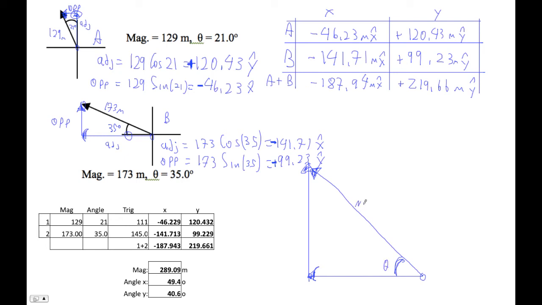I'm going to find this angle just for kicks. And let's find the magnitude. That's going to be the hypotenuse, right? The magnitude is going to be the square root of this guy squared, so 187.94 plus 219.66 squared. So let's do that. 187.94 squared plus 219.66 squared, 289.1, so 289 roughly, right?